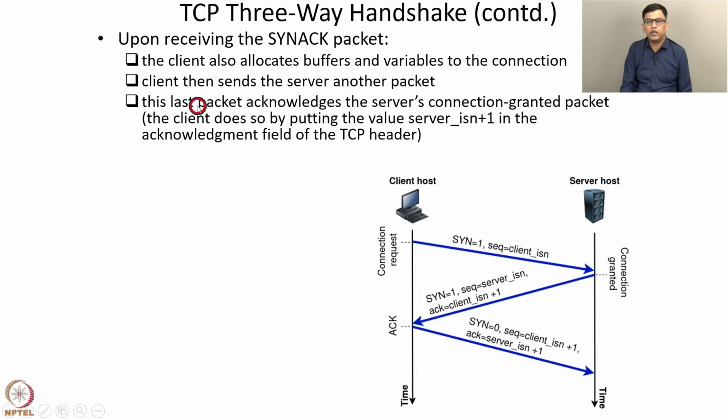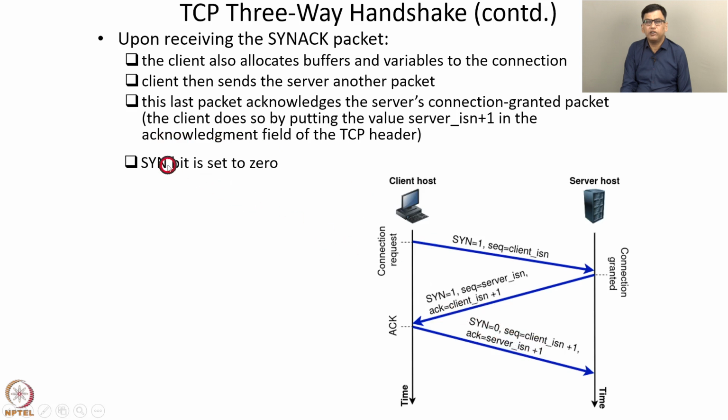That is done by the client by putting the value server ISN plus 1 in the acknowledgement field of the TCP header. So we can see that the sequence number of this second packet was server ISN, and now that packet has to be acknowledged. So the acknowledgement field of the third message is set to server ISN plus 1. That is the expected next sequence number after this sequence number. So hence the acknowledgement field is set to server ISN plus 1. The SYN bit is set to 0 in this third packet.